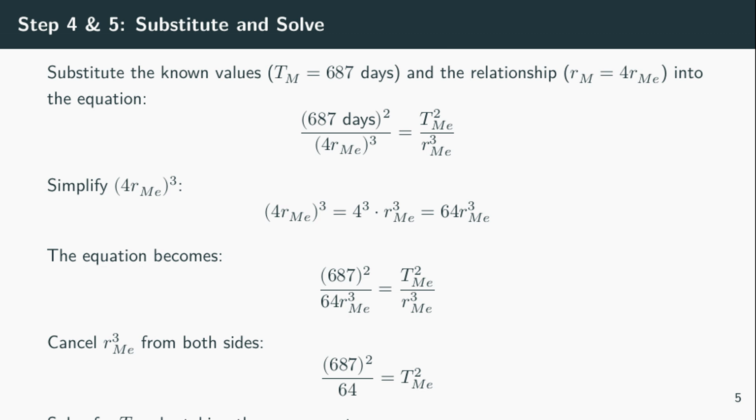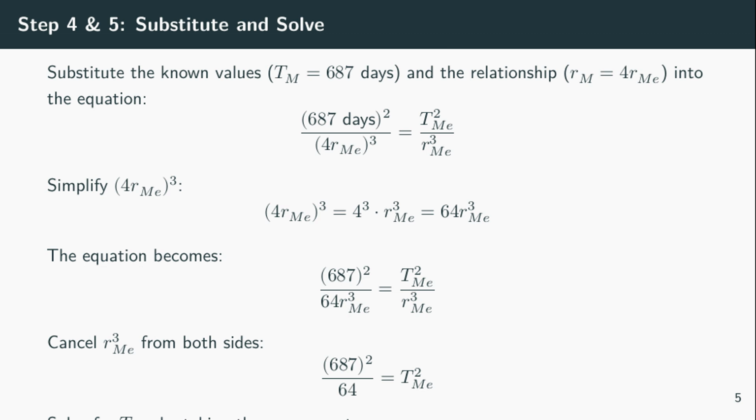First, we simplify the term in the denominator on the left, 4 times RMe cubed, which becomes 64 RMe cubed. Now looking at the simplified equation, notice we have RMe cubed on both sides in the denominator. We can cancel this term out. This leaves us with 687 squared over 64 equals TMe squared. To solve for TMe, we take the square root of both sides. This breaks down to the square root of 687 squared divided by the square root of 64.